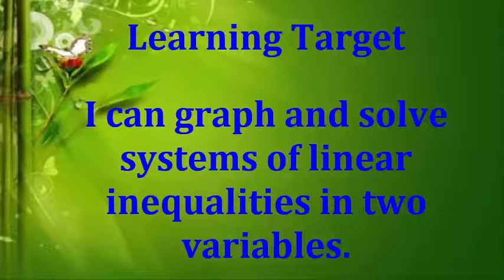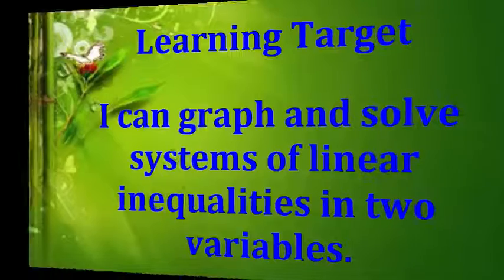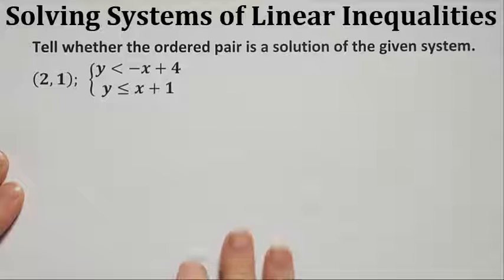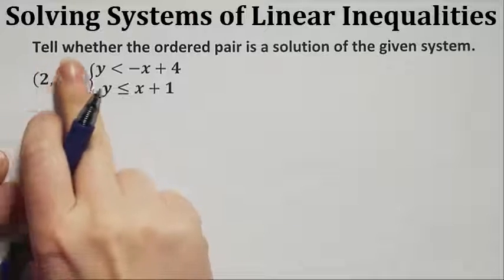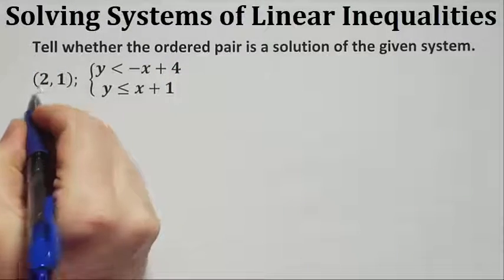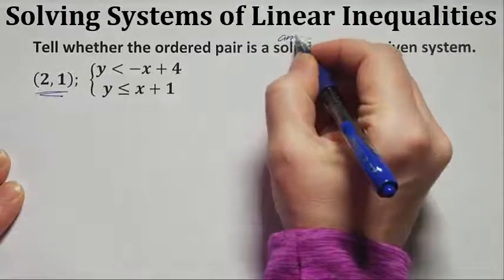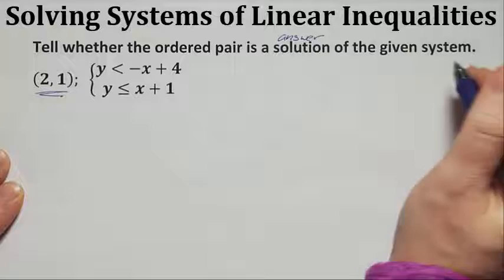Our learning target today is: I can graph and solve systems of linear inequalities in two variables. Now we are solving systems of linear inequalities. And the first thing that we always learn is how to tell whether an ordered pair, this is our ordered pair, is actually a solution, or is actually the answer to our given system?